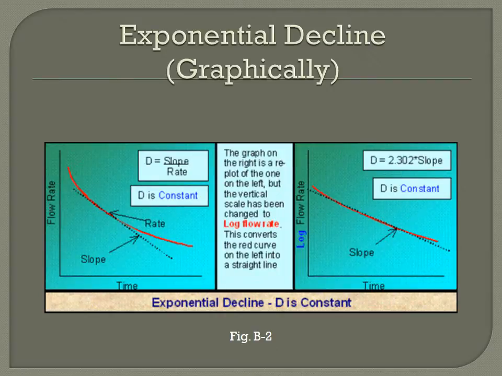In figure B2, we see two graphs plotting flow rate versus time. The graph on the left is replotted on the right, and the vertical scale is changed from flow rate to log flow rate. In both cases, we see that D is constant. However, the graph on the right displays the linear nature of an exponential decline curve when it is plotted as log flow rate versus time rather than flow rate versus time.